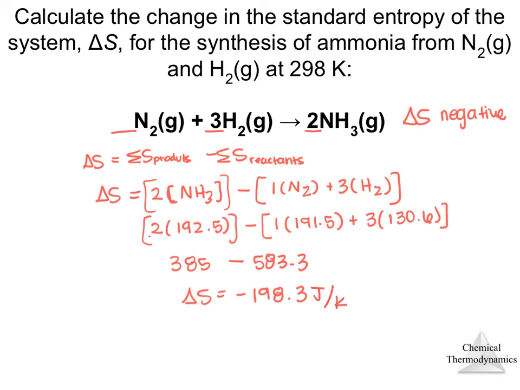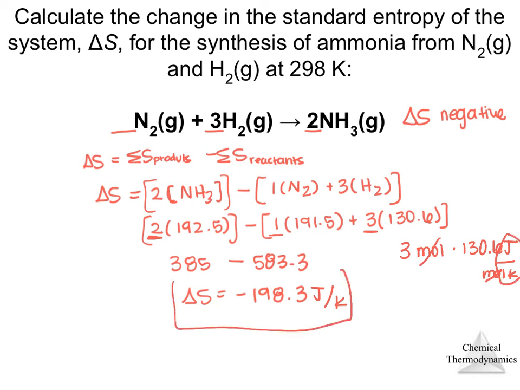When we multiply these numbers here, those are the moles. So it'd be like taking 3 moles times 130.6 joules per mole K. The mole cancels and we're left with just the joules per K. So this is our final answer here.